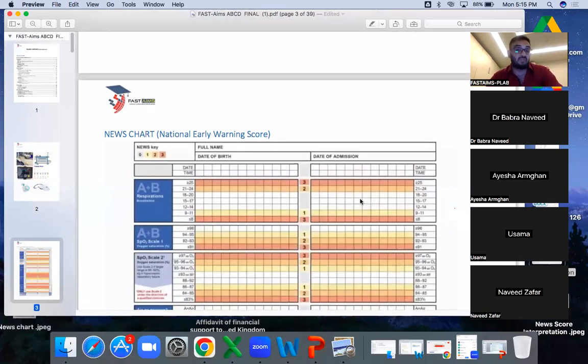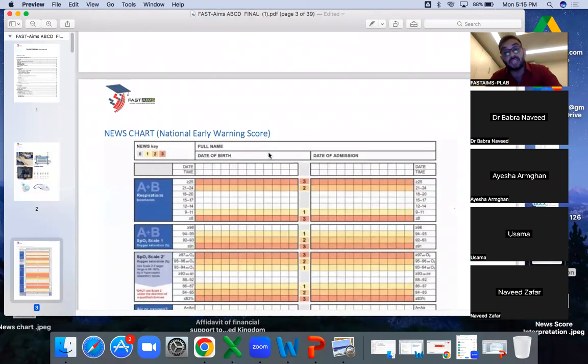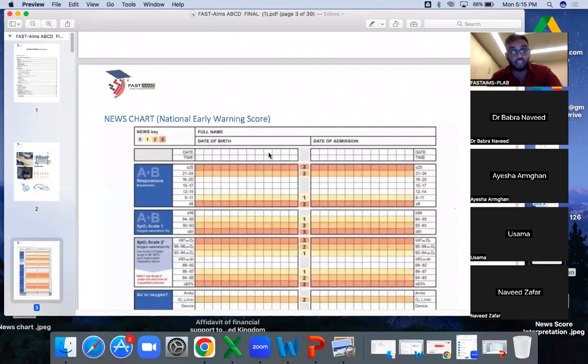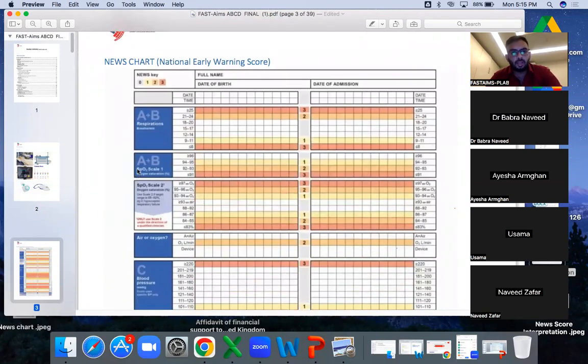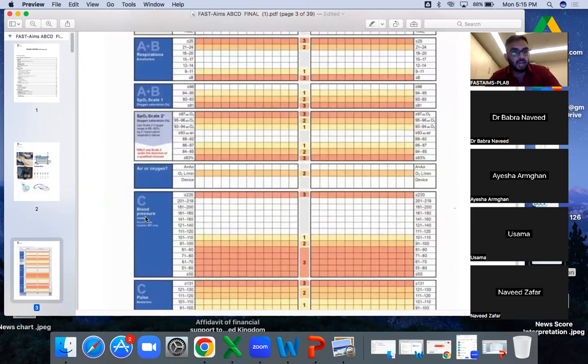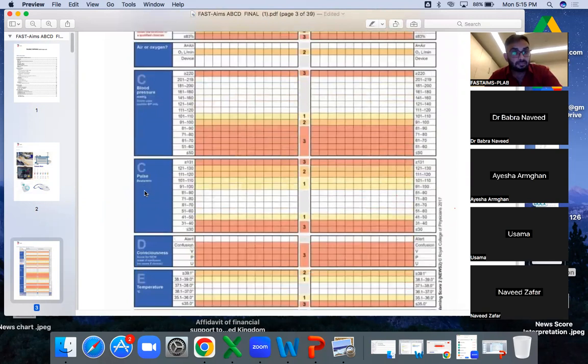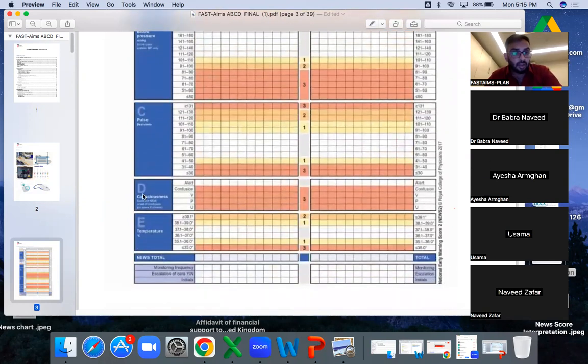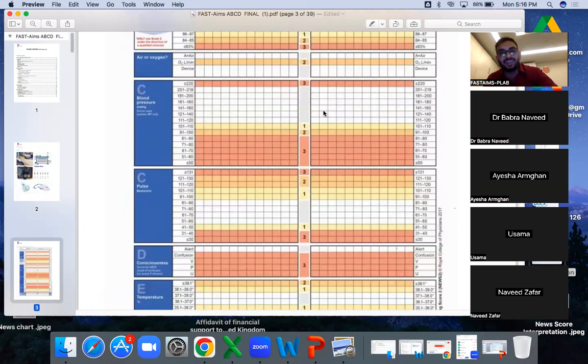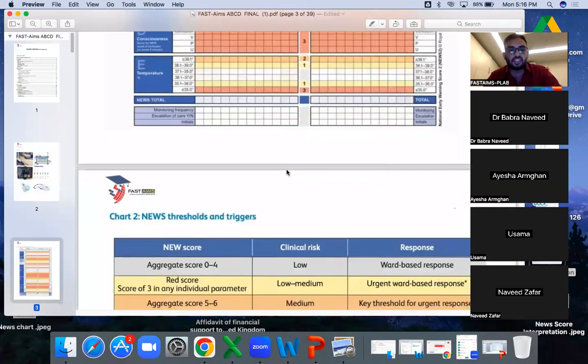And one more thing, very important, which people don't know even though they are going to take the test: this is the NEWS chart, the National Early Warning Score system. Sometimes in a station they can give you the NEWS chart. You can see here respiration: respiratory rate, oxygen saturation. Then circulation: pulse, blood pressure. Then conscious level and temperature. So there is a scoring system, and the greater the severity, the higher the score. This is its interpretation.